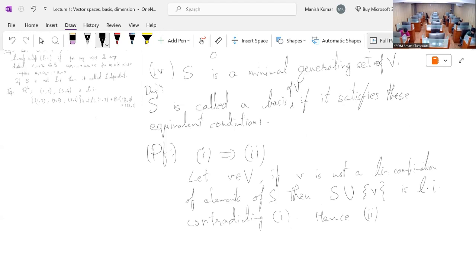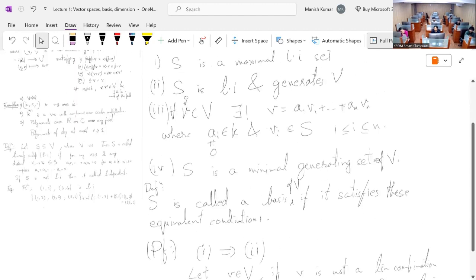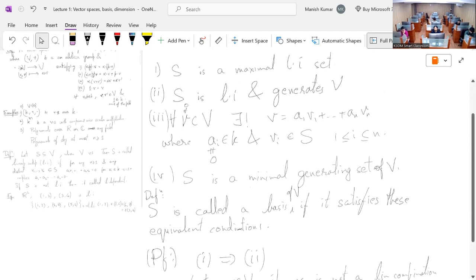So what we have shown is any element of V can be written as a linear combination of elements of S. So that is precisely what 2 is. Yeah, 2 says that S is linearly independent and generates V. Yeah, so that's 1 implies 2, and now 2 implies 3.